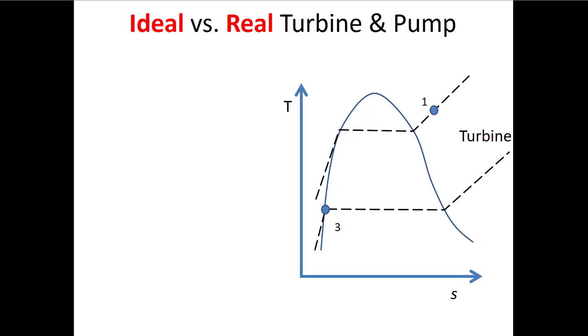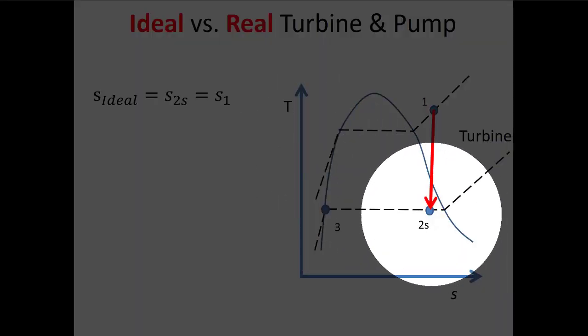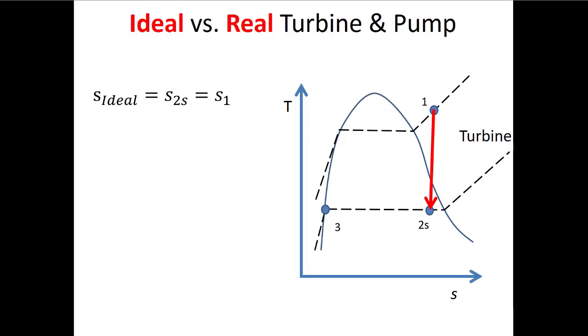Remember, this is why we started to draw these kind of processes on TS diagrams instead of TV diagrams. We like these because we can see really easily whether or not a process that goes through a turbine or a pump is ideal, real, or impossible. So here we're going to move from state 1 to state 2S. Remember, we add the S to state 2 here to denote that this is the isentropic outlet of the turbine. In this case, the ideal outlet.